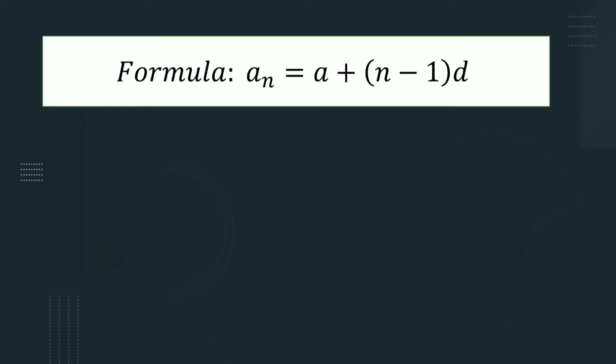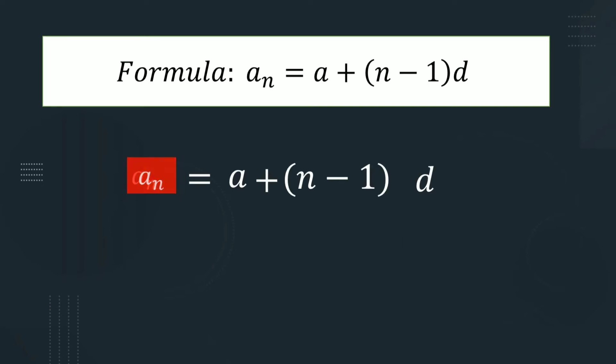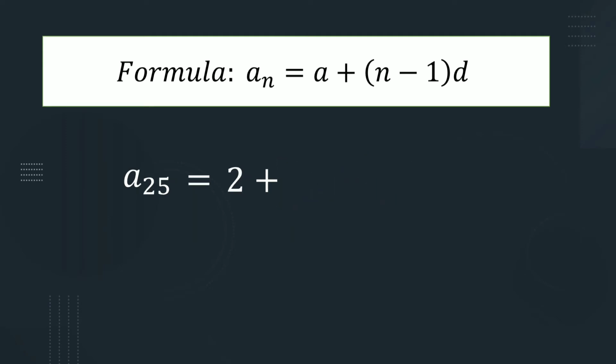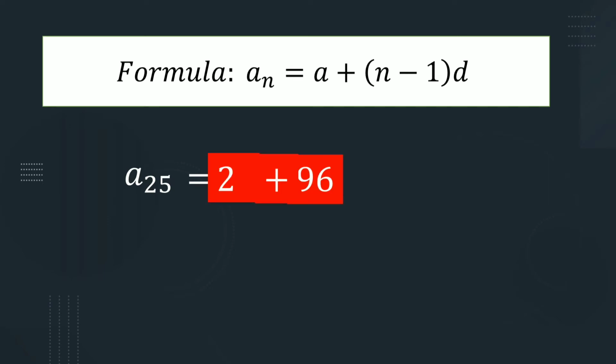You have to use the formula an is equal to a plus n minus 1 into d, since we have to find nth term. Instead of an, we have to put a25, a is 2 here, n is 25 minus 1 into d, d is 4 here. We can solve this one. 25 minus 1, 24. 24 into 4 is 96. So a25 is 2 plus 96, that is 98 is the answer.